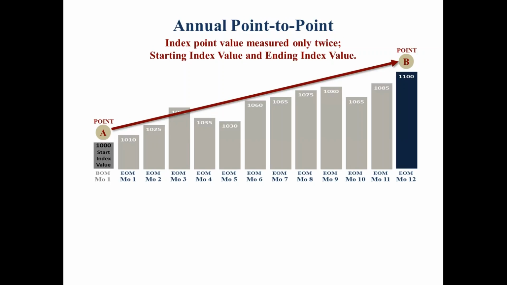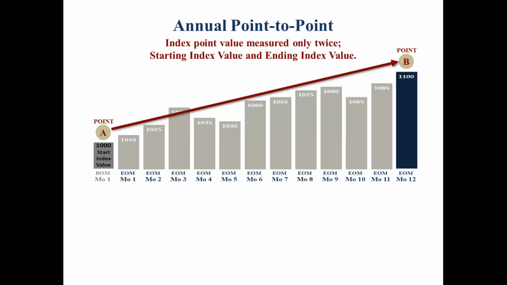Now that starting index value is the point value of the index either on contract issue day or at the beginning of a new crediting period. So in my example here, we're assuming that the S&P or ABC index, whatever it might be, at the beginning of the crediting period is 1,000. Now that index is going to bounce all over the place in the interim, but once we get to the end of month 12, we're going to measure it again. In this case, it's 1,100.